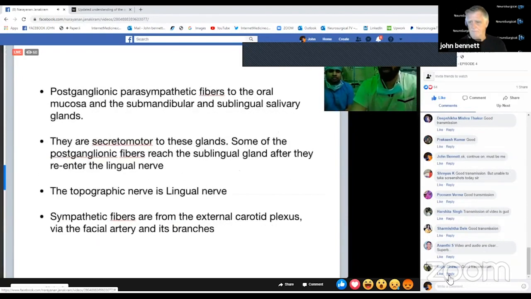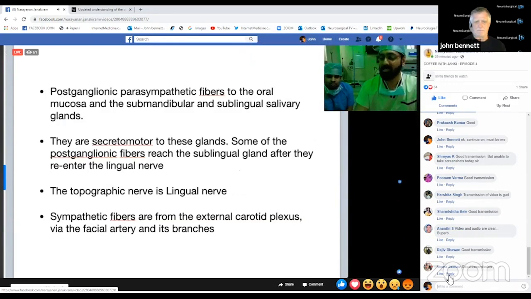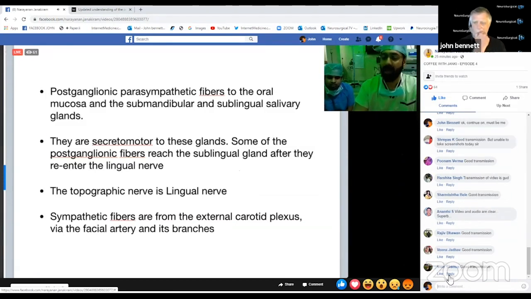Okay, so here we are. The postganglionic parasympathetic fibers supply the oral mucosa and the submandibular and sublingual salivary glands. They are secretomotor to these glands. Some of the postganglionic fibers reach the sublingual gland after they re-enter the lingual nerve. The topographic nerve is the lingual nerve. So clear. Sympathetic fibers are from the external carotid plexus via the facial artery and its branches.